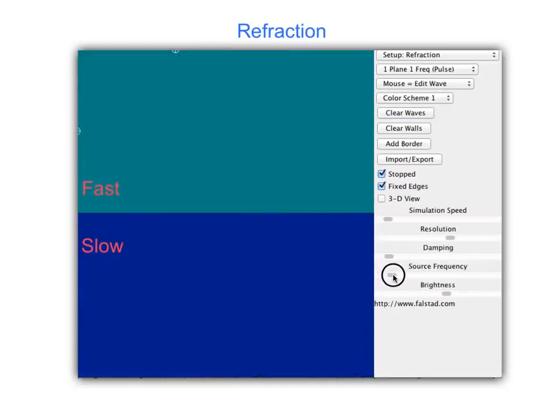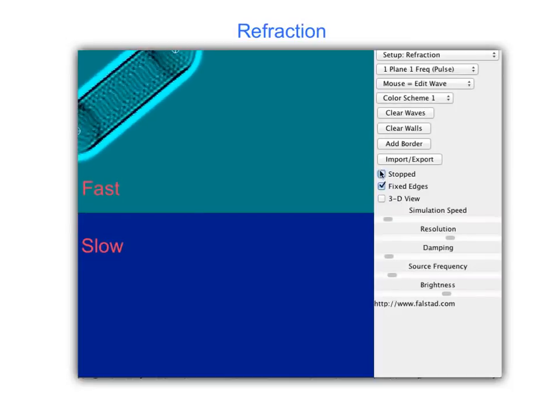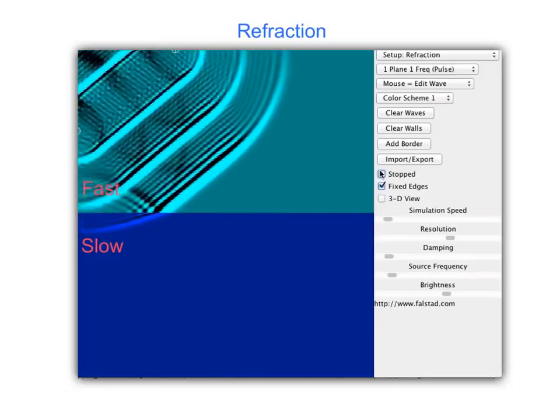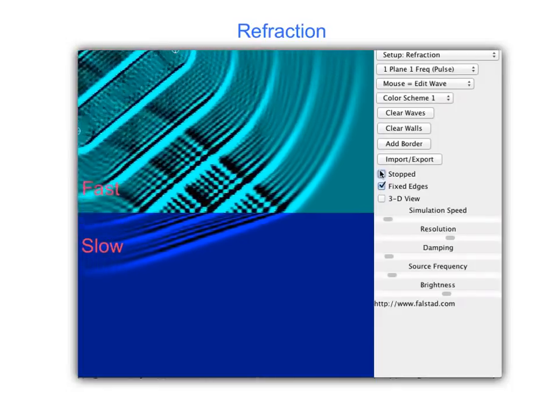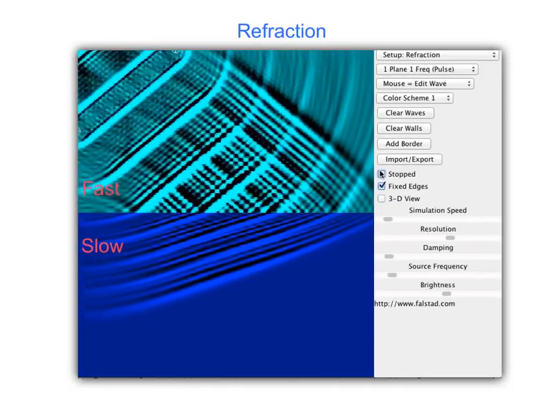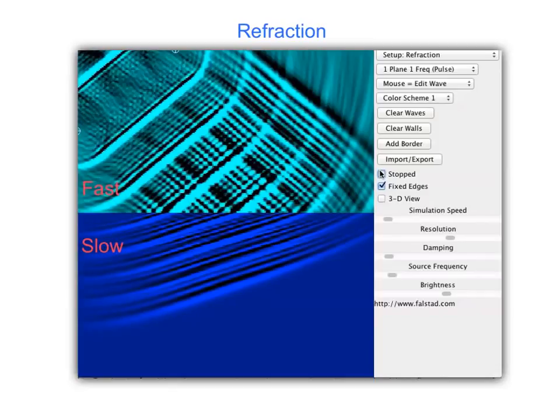So we turn up the frequency and let's run it again. Notice a higher frequency, waves are closer together. And now notice, here's the waves that are coming in, but when they go into the shallow end, when they're slowed down, these waves bend. So that bending is called refraction.